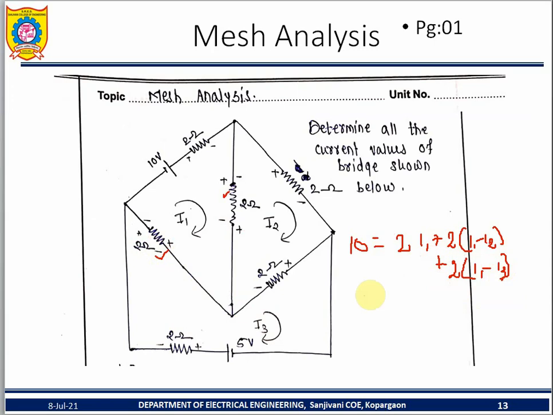Simplify the equation. 10 equals, how many I1s are there? 2 I1, 2 I1, 2 I1, totally 6 I1. How many I2s are there? Here is minus 2 into I2. Why minus? Here is minus, and here is a 2, so it goes inside: minus 2 I2. Then here is a 2 and a minus, so minus 2 into I3. That's all. This is the first equation I have written.